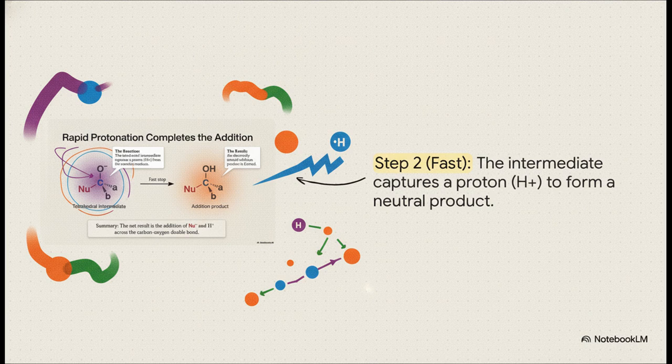All right, on to the cleanup step. That pyramid-shaped thing we just made, the tetrahedral intermediate, it's super unstable. It's got a full negative charge sitting on that oxygen atom, and it does not want to stay that way. So in a flash, this part is super fast, it grabs a proton, which is just a hydrogen ion, from whatever's around in the solution. That neutralizes the charge, and boom, we have our final stable product.